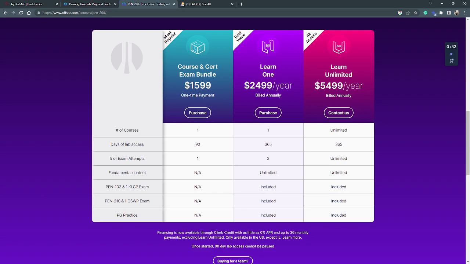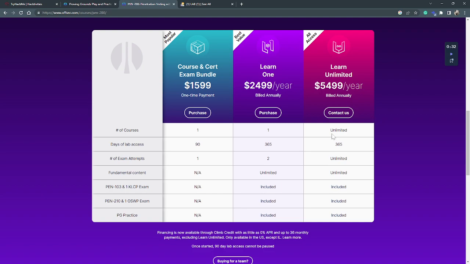So OSCP practice is the PG practice. This is going to be your number one thing where you spend the most time after you're done going through the OSCP course and have already done your lab access. You've gotten the bonus points. This is where you're going to want to spend most of your time, and we'll get more into that later.